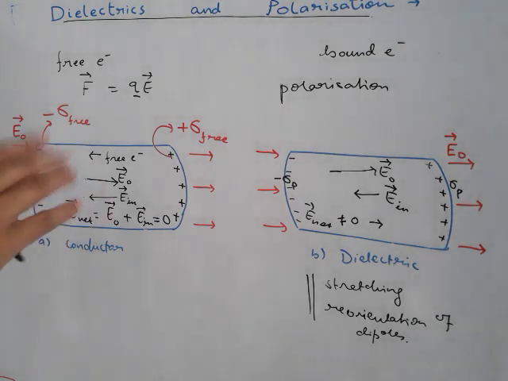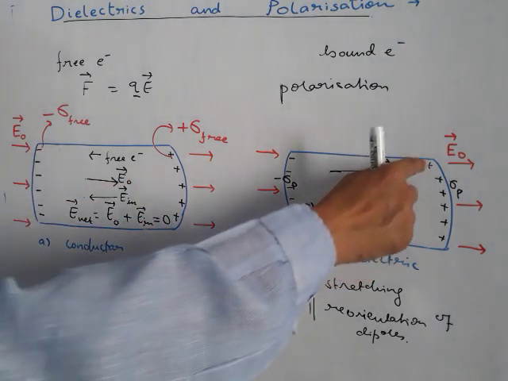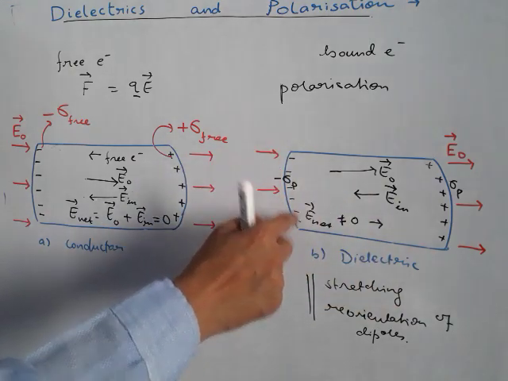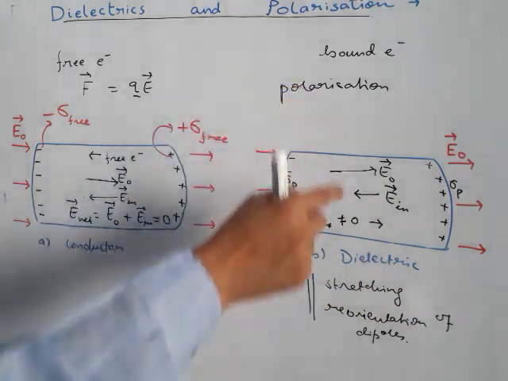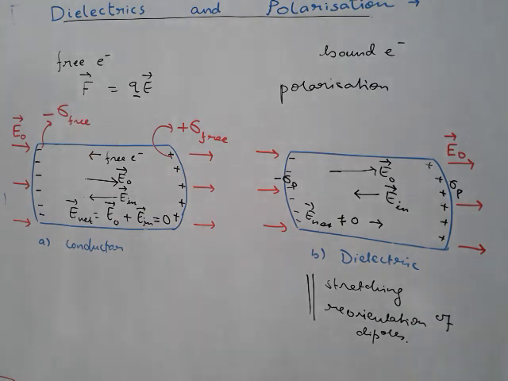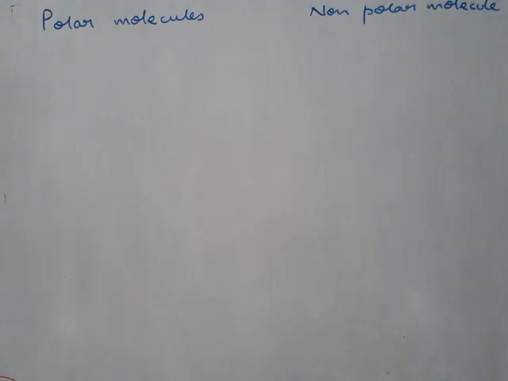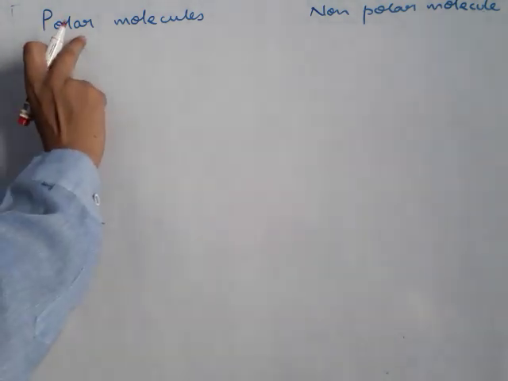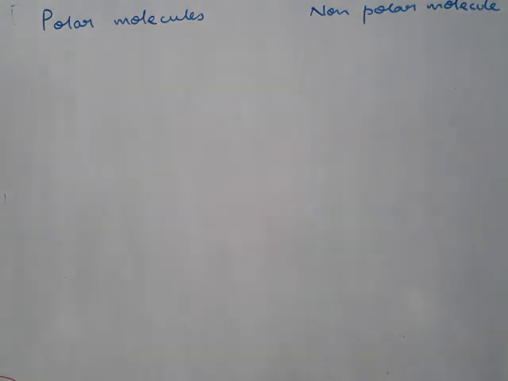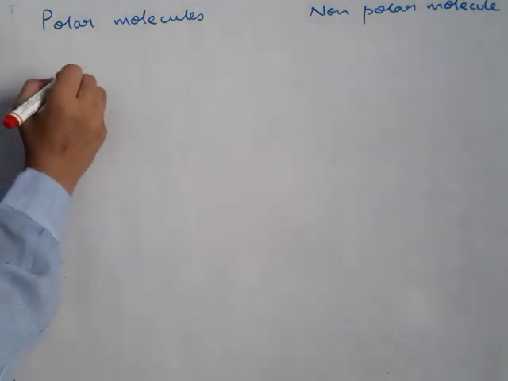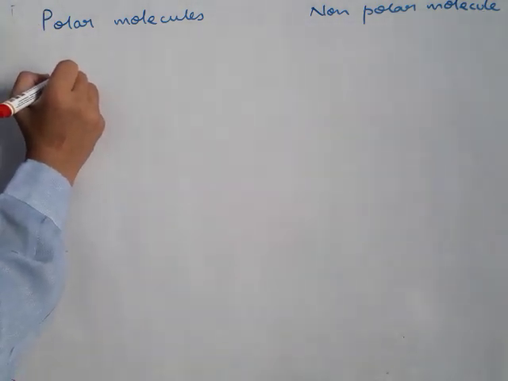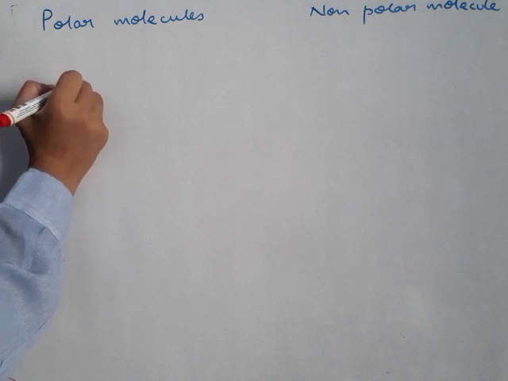Now I told you that in short while I will explain how come these positive and negative charges develop due to polarization in case of dielectrics. So that would be our next topic. Let's see one by one. Before discussing the mechanism of polarization by stretching and reorientation in case of dielectrics, it's important to know what is the difference between polar and non-polar molecules. A polar molecule is, for example, hydrogen chloride, HCl.